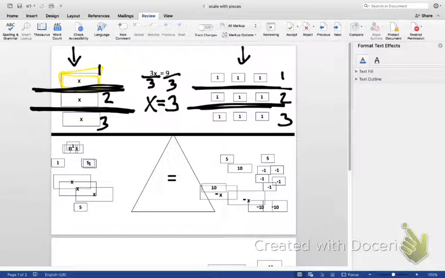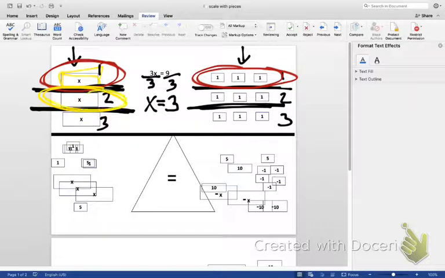And I actually have a nice little visual here that 1x is equal to 3, because I can tell that this x lines up with 3, and that x lines up with 3. So x is equal to 3.